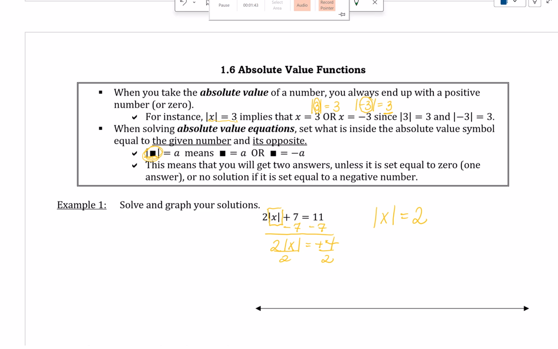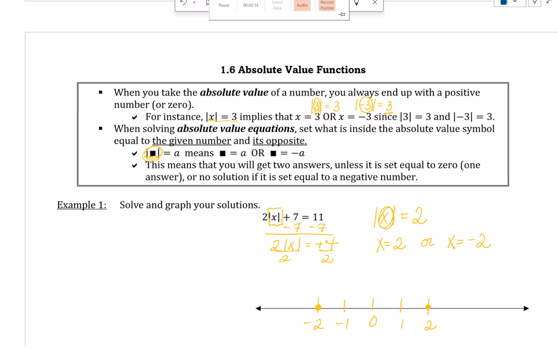So we know, as we discussed up there, there's two things that this x could equal. x either equals 2 or x equals negative 2. So if I look at that on a graph, we have negative 2 is an answer. We're just going to put a solid circle there, and positive 2 is an answer, not a range.